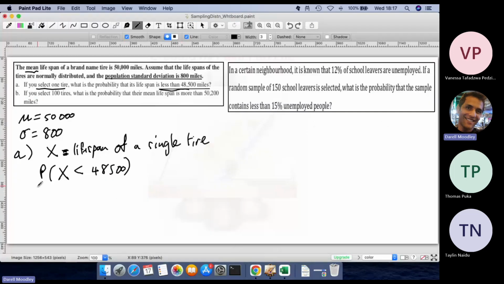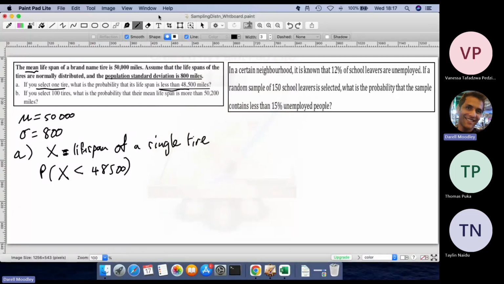So coming back to that. This we're familiar with because this is what we did last week. We need to use the table in the back of our book to solve this, but before we do that, we need to convert the X to a Z.